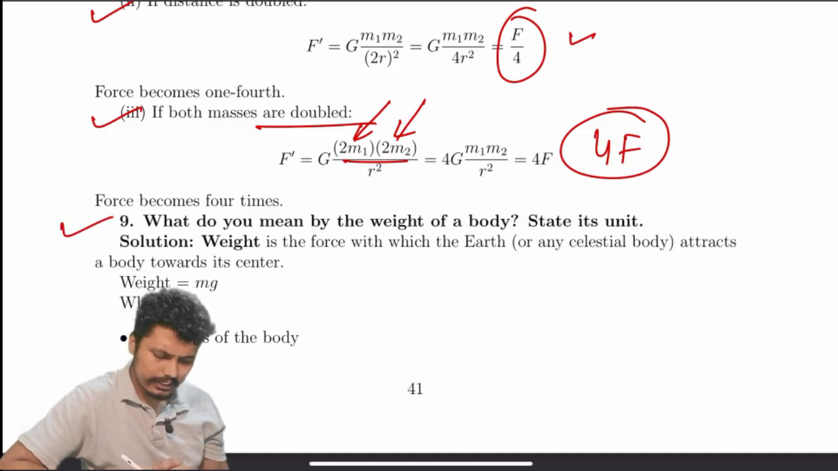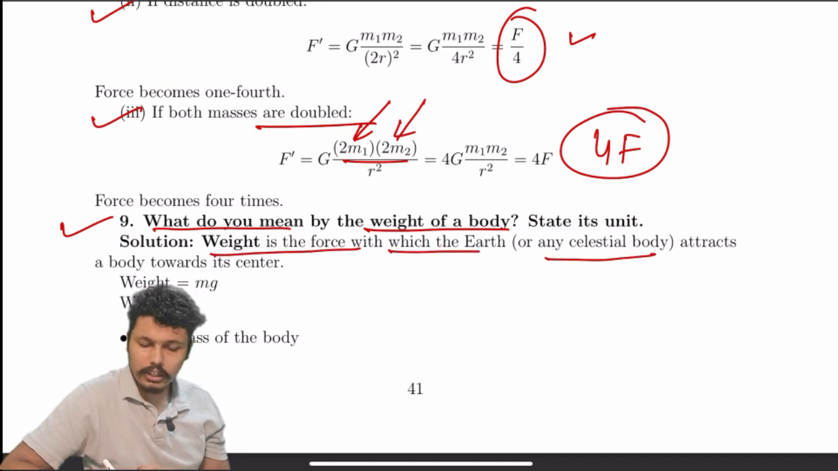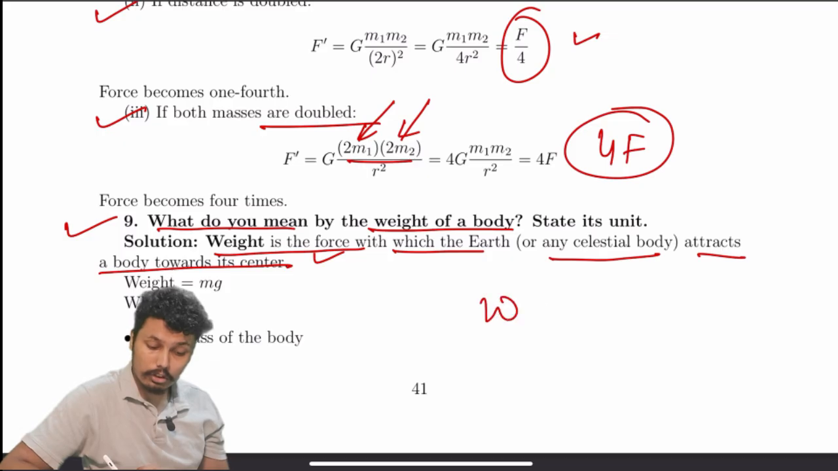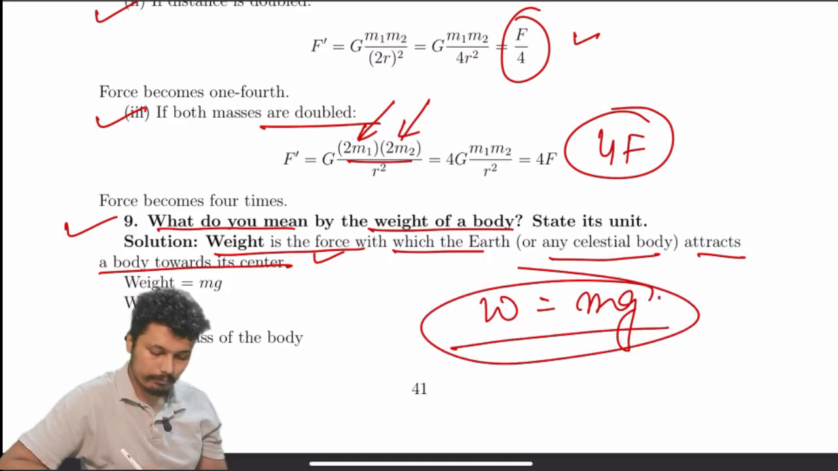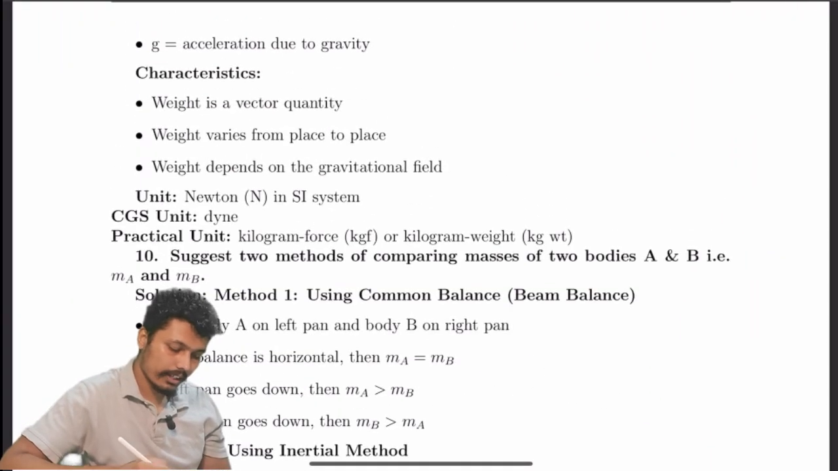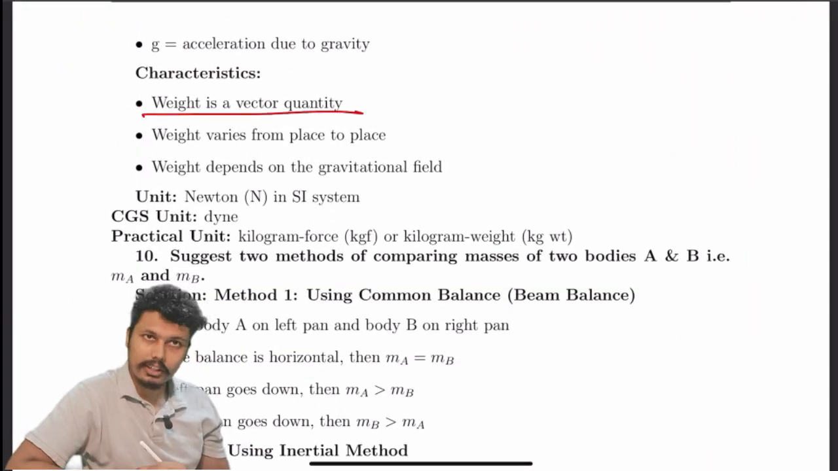Okay. Another question: what do you mean by weight of an object? Weight is the force with which the earth or any object attracts the body towards its center. Weight means actually a force. It is given by weight is equal to mass into gravity, W = mg, where m is the mass of the body and g is gravity.